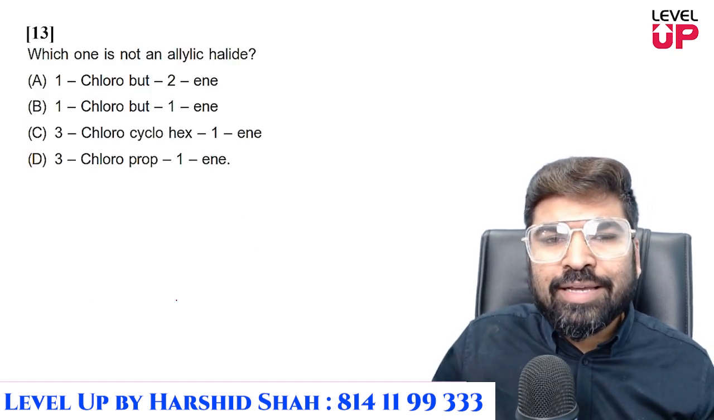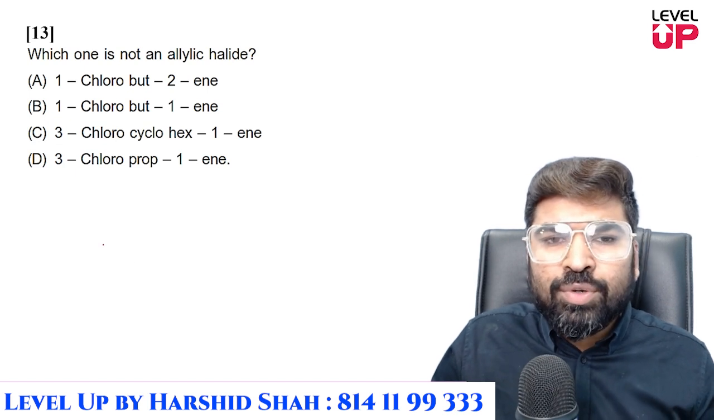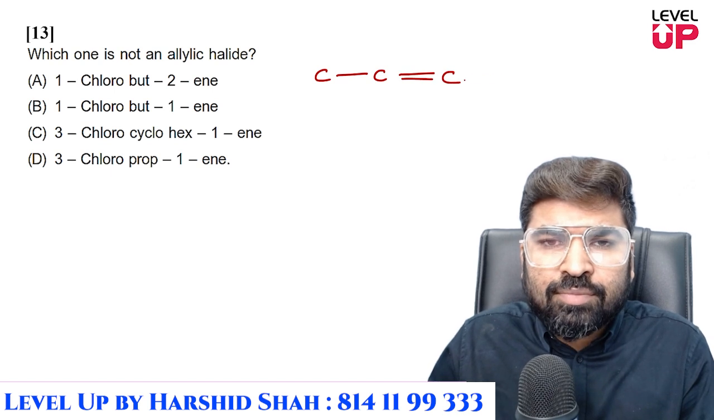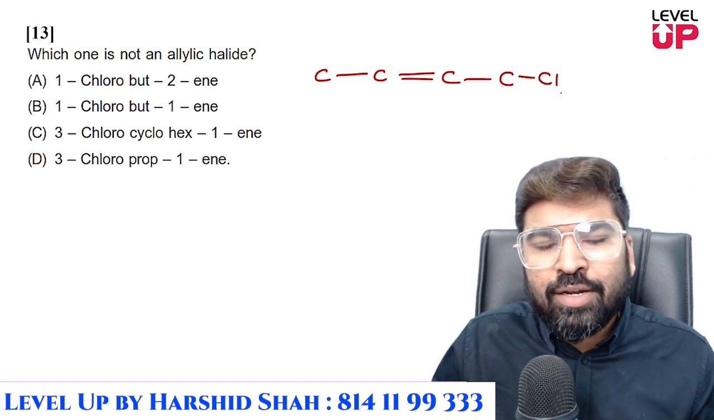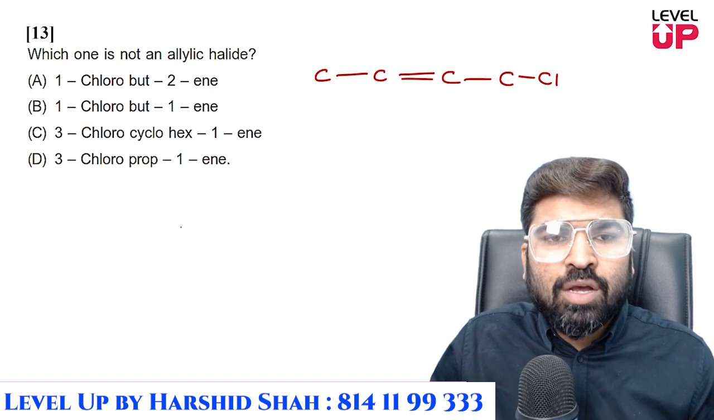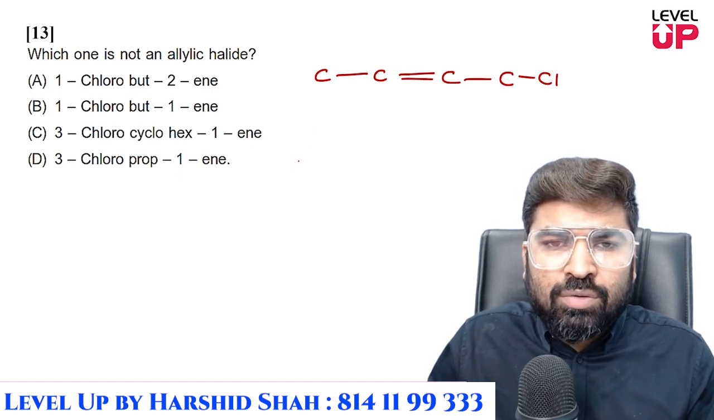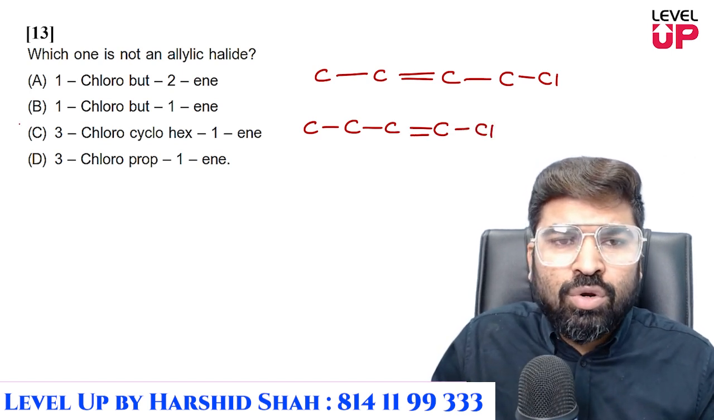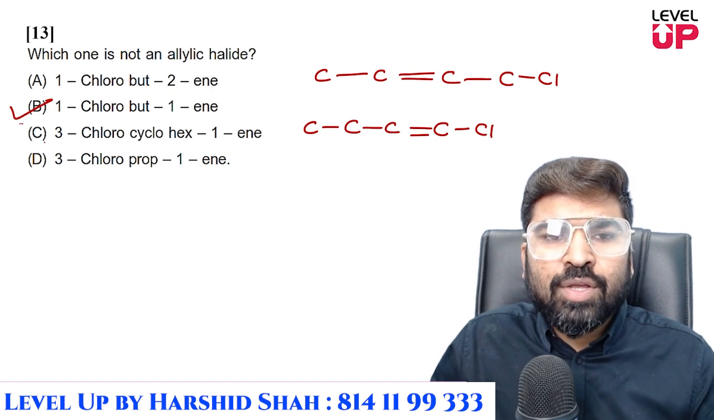Which one is not allylic halide? 1-chlorobutene. Okay, let's try it out. It's 2-butene. And the first is containing chlorine, so definitely it is allylic. 1-chloro-1-butene, obviously it's the vinylic one because we have double bond and at the same position we have got chloro, so this is not allylic. Option B is your answer.